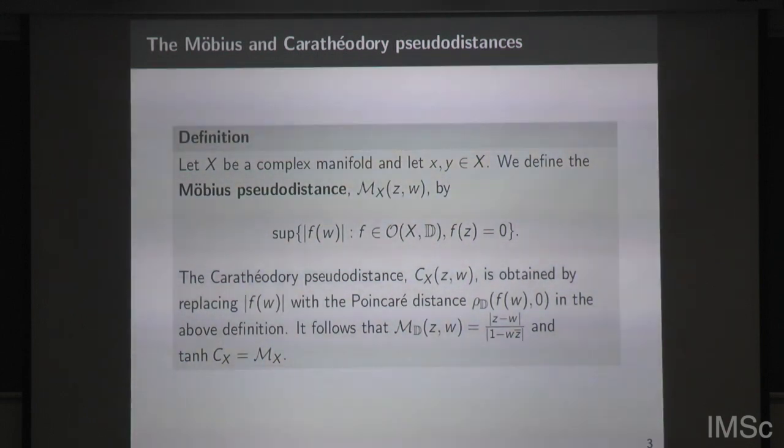So, for example, you want to say that M of z, w is the same as M of w, z? Yes, it is true. That's because the automorphism group of the unit disk is transitive. I can just interchange the image points. If X is the disk itself, the Möbius pseudo distance will be mod z minus w by 1 minus w z bar. Obviously, this is invariant. Right, right. Fine.